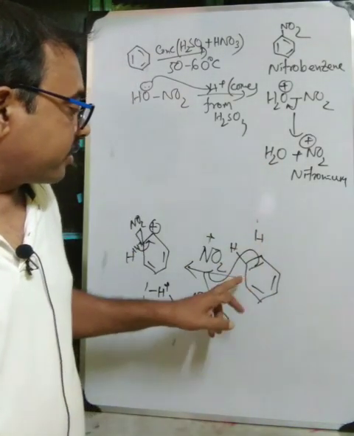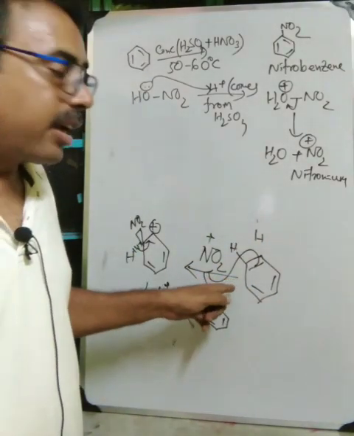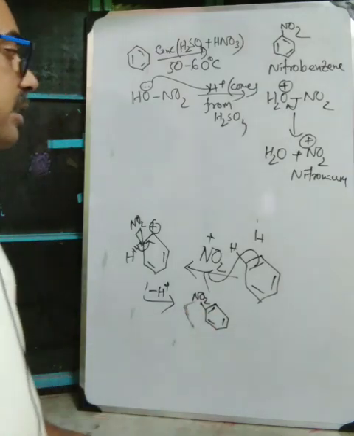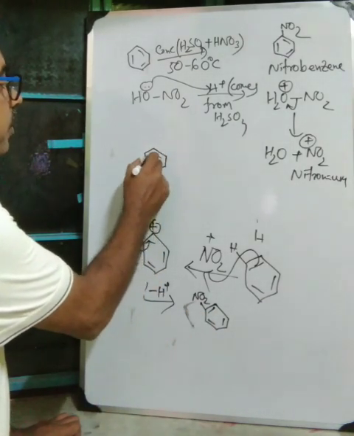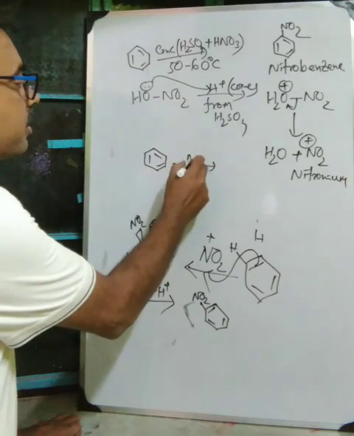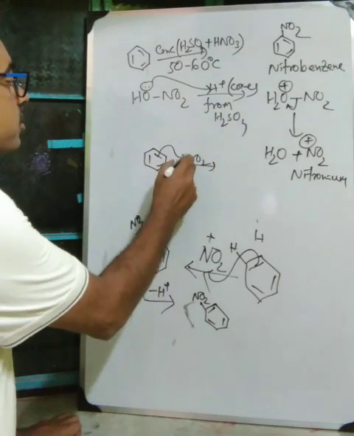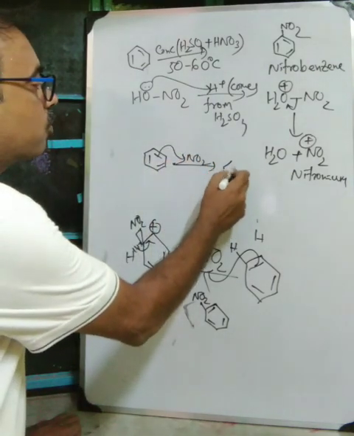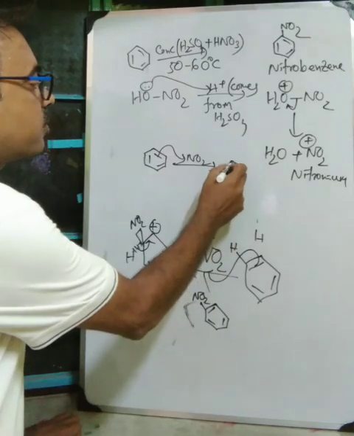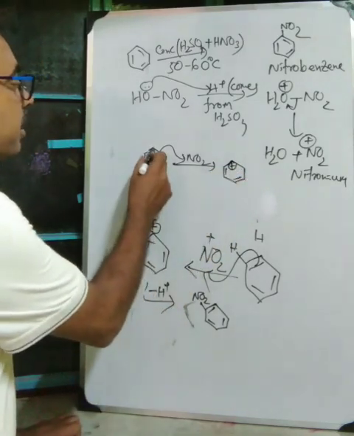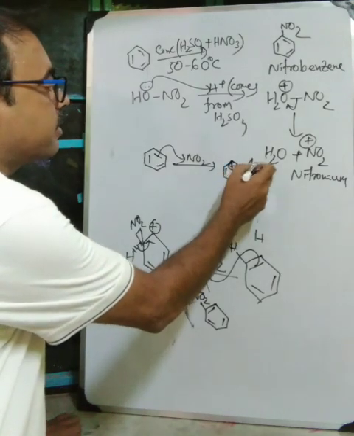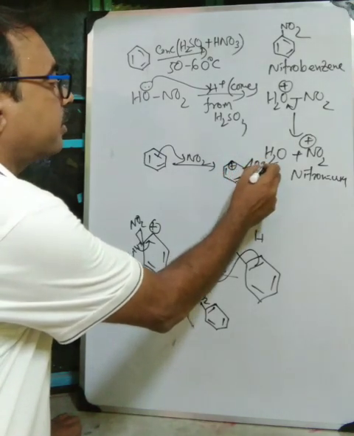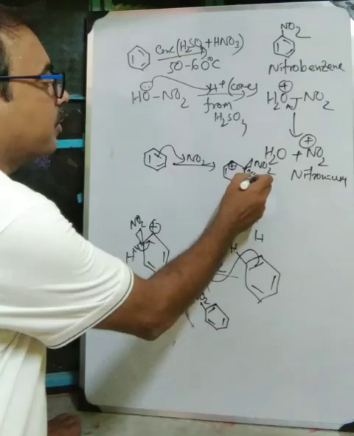Now NO2 plus attacks the benzene ring. Here the reaction mechanism is already given. I can write it again for you. Now this NO2 plus comes, the pi bond attacks the NO2 to form this ion. Here a plus charge is formed as the bond is broken from this carbon. NO2 is present above the plane and hydrogen present below the plane.